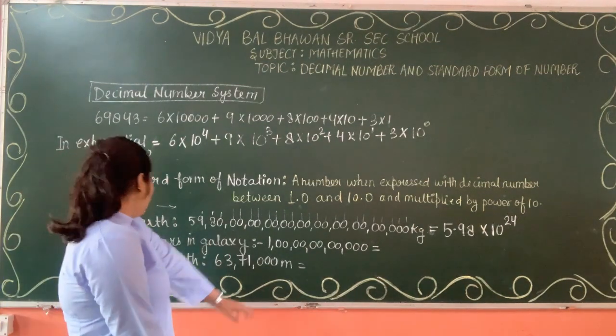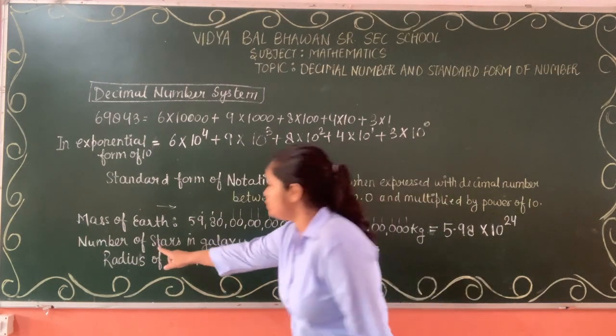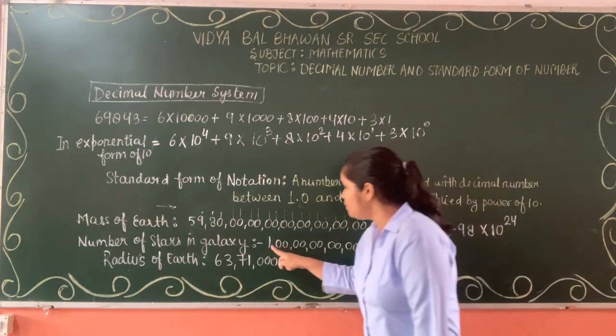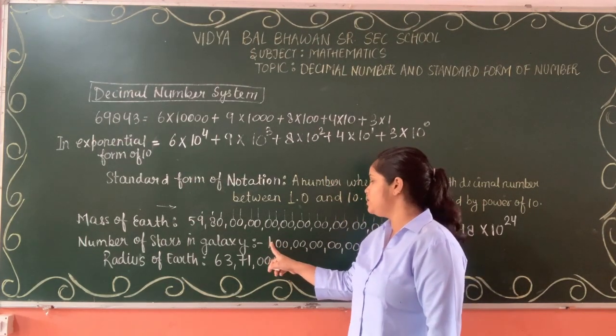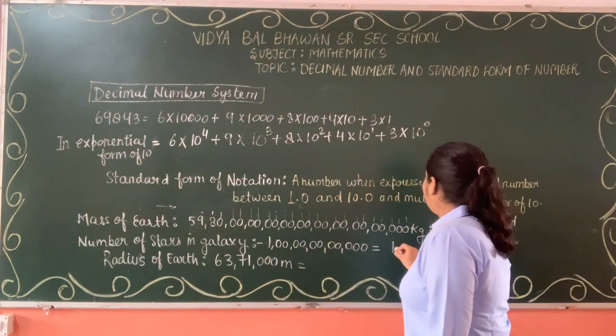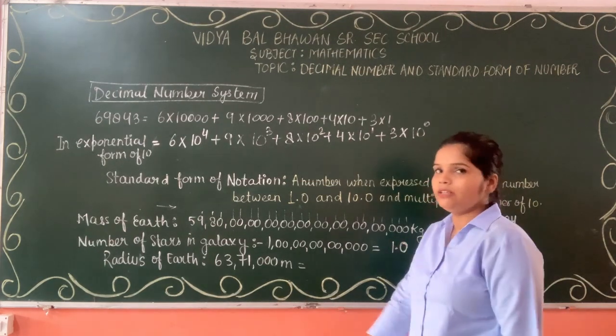Similarly here, we are doing it like the number of stars in the galaxy, we are having this one here. So just after the first digit, place the decimal just after the first digit. We need to place it here. So it will be 1 decimal 0.